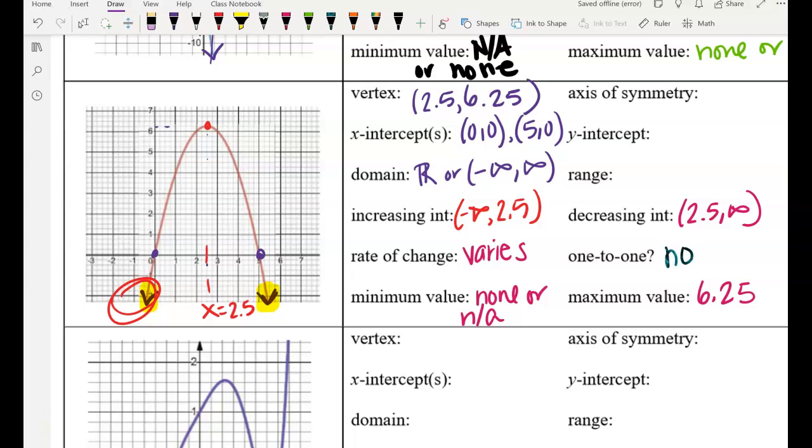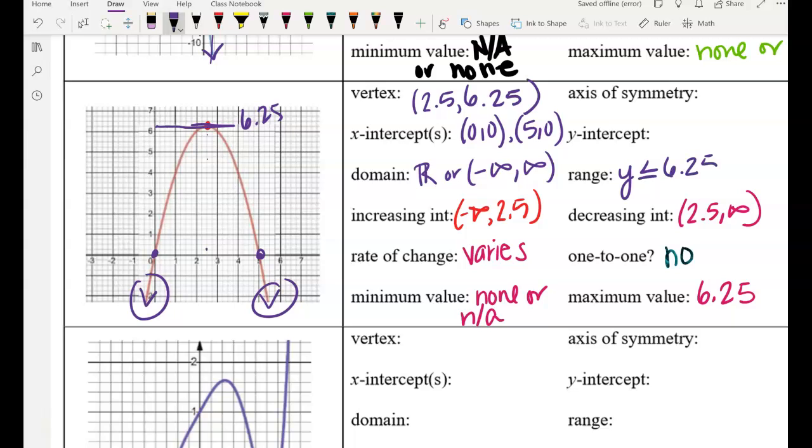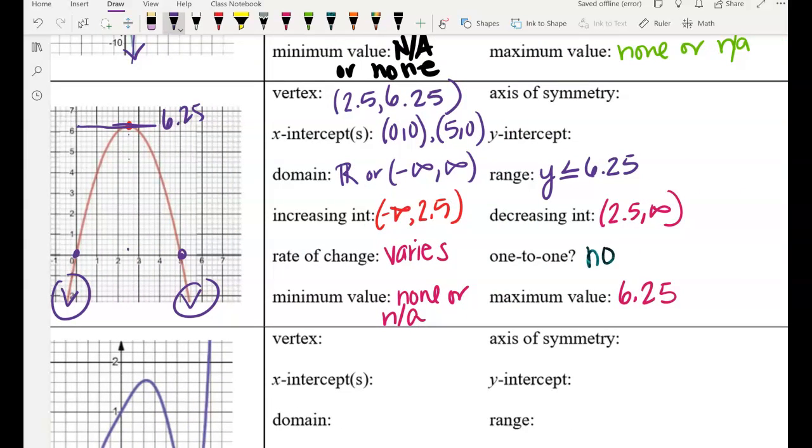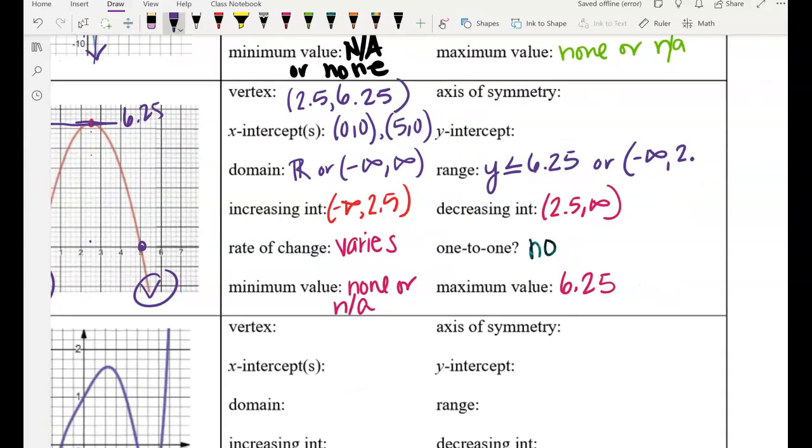The range is a list of all of the y values. So because we are using arrows here, the largest y value we have is 6.25. Arrows mean it goes downward. So that means it's going to be y is less than or equal to 6.25. Now we can also write that as an interval notation. We can write negative infinity all the way to 6.25, my bad. In all interval notations, can you guys see that we're always going to write small x comma larger x or small y comma larger y?